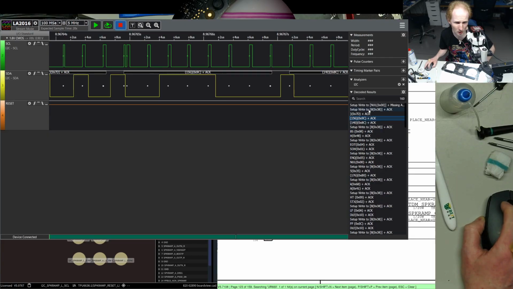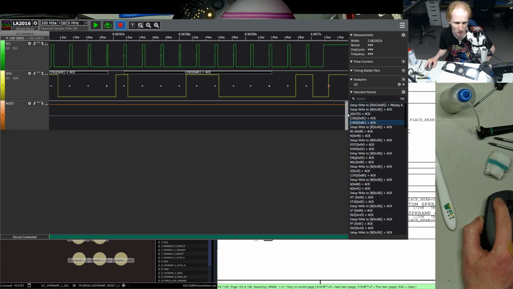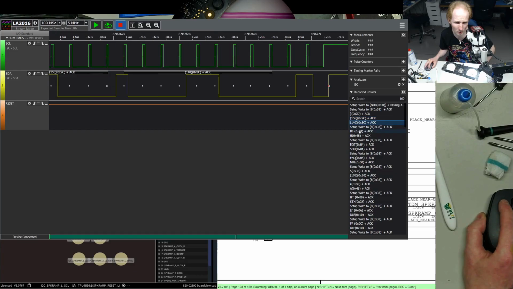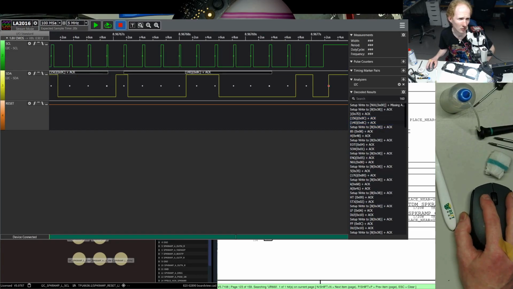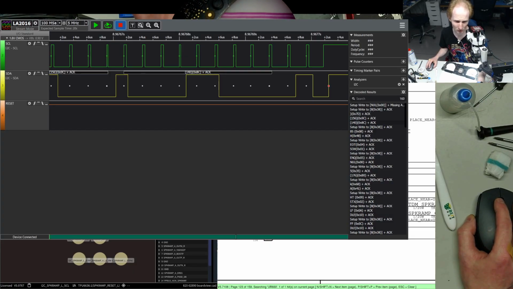So here, basically we have two devices answering here. It was 0x9C, 0x8C. Okay, let's check here. There should be 3 of them, I believe.